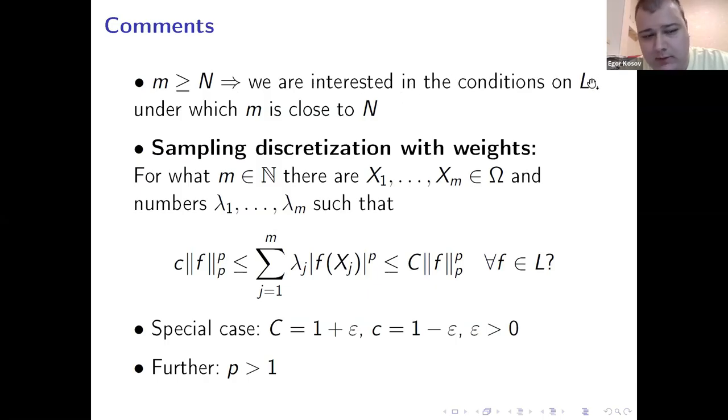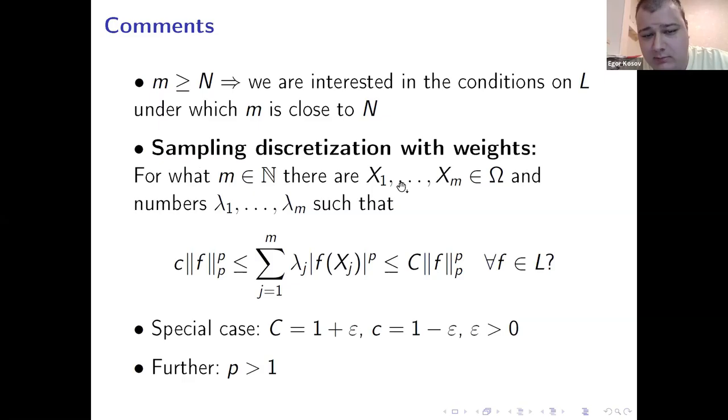A few comments. First of all, obviously m should be greater than the dimension n. So we are seeking conditions on our subspace L under which we can choose this integer m, the number of points in the discretization, to be close to the dimension n. Ideally, what does close mean? Ideally, to be proportional to n. But of course we get some logs. In my talk, we get some logs. But ideally the goal is to obtain m of order n.